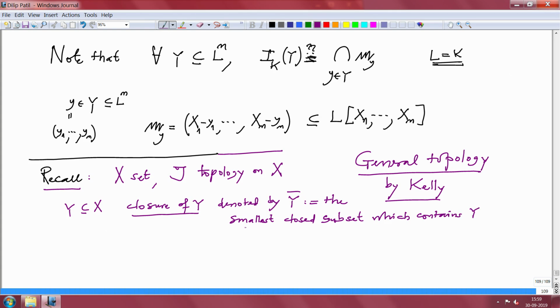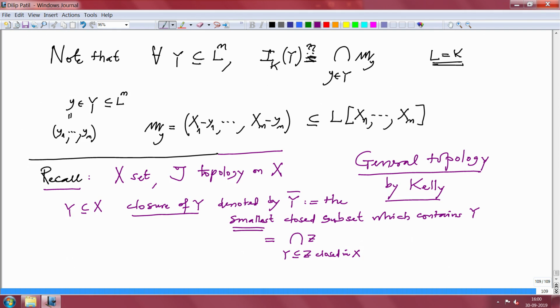Whenever you use the word smallest, it means the intersection of all those closed subsets which contain Y. So, Y is contained in Z, and this is the intersection of all Z closed in X. All these are closed, and closed sets are closed under arbitrary intersection, therefore this is a closed set and it contains Y. Therefore, this is the smallest closed set which contains Y.